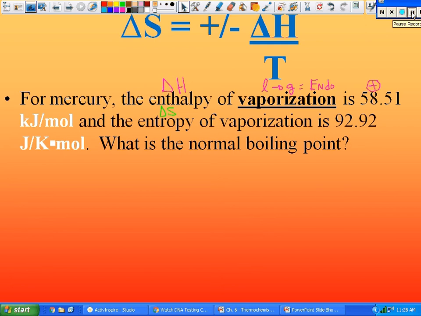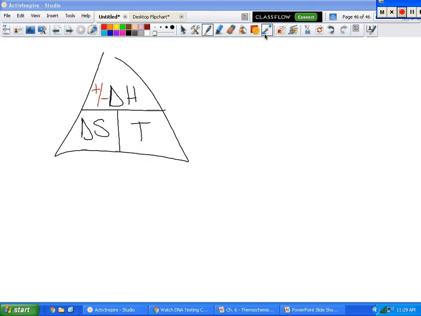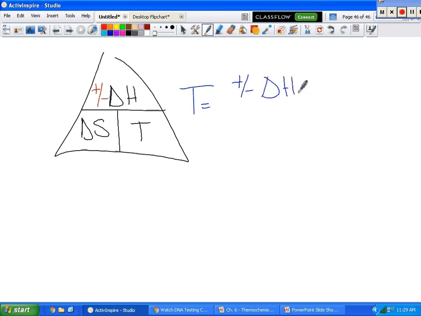All right, so hopefully you don't need this, but if you do, that's awesome. We've established that we're solving for T, which is positive or negative delta H over S. Now, you've already told me that T was positive, right? But what is the value for delta H? 58.51. And it tells you that it is kilojoules per mole. And then delta S is what?